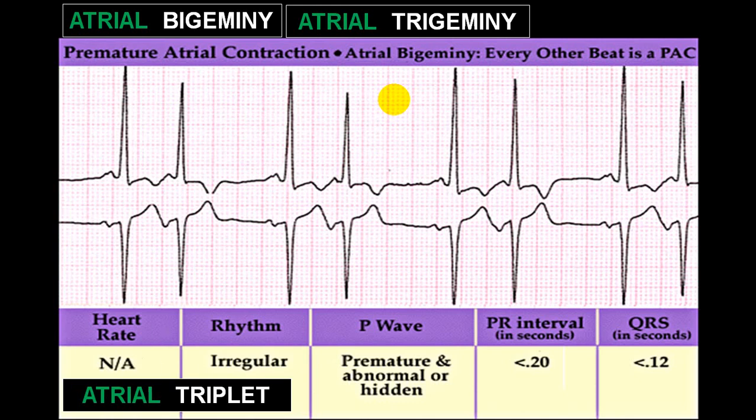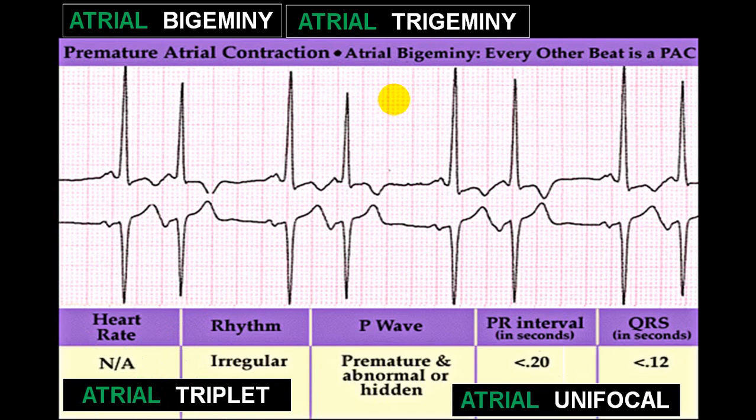And if three atrial premature beats come together, then we'll call them atrial triplets. And if it is the same QRS complex, you can see these are of the same QRS complex. They are coming from the same focus. So it is called atrial unifocal premature beat.